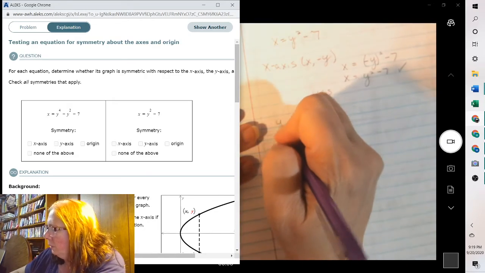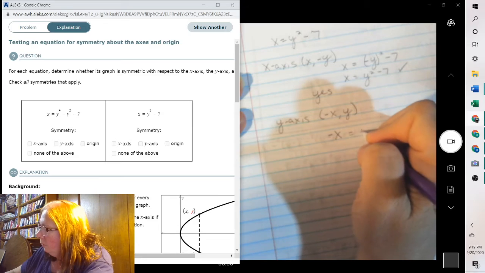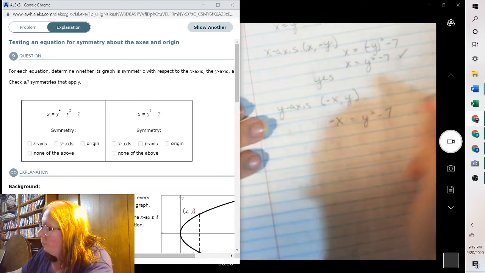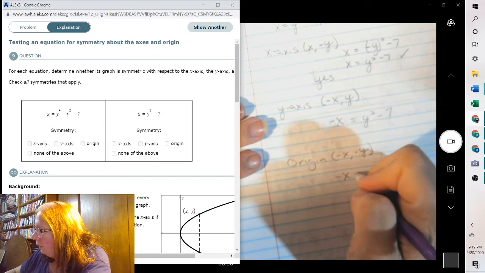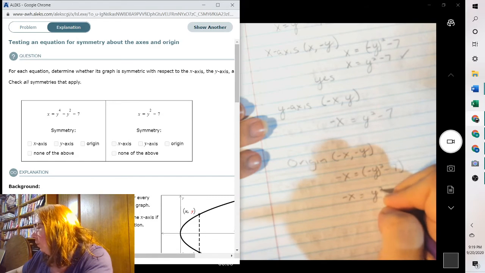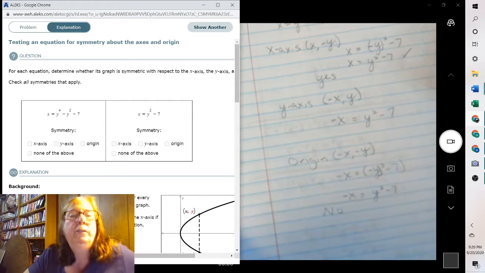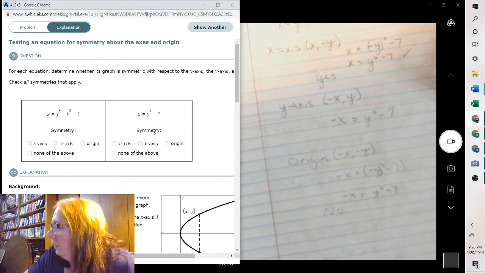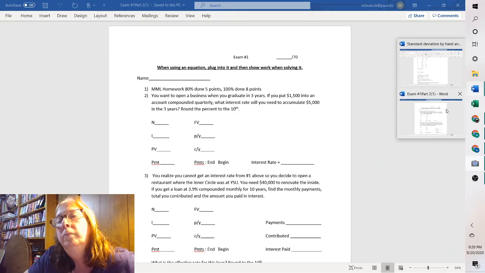And then for y-axis symmetry, we plug in the negative and the x. Notice it does not. So it doesn't become the same as before. It doesn't have it. And then the origin, plug in negative x and negative y. So we have negative x equals negative y squared minus 7. Negative y squared becomes a positive y squared minus 7, which does not give us the original, so this would also be no. And so you have to do that for all three. So both of them had x-axis and nothing else.